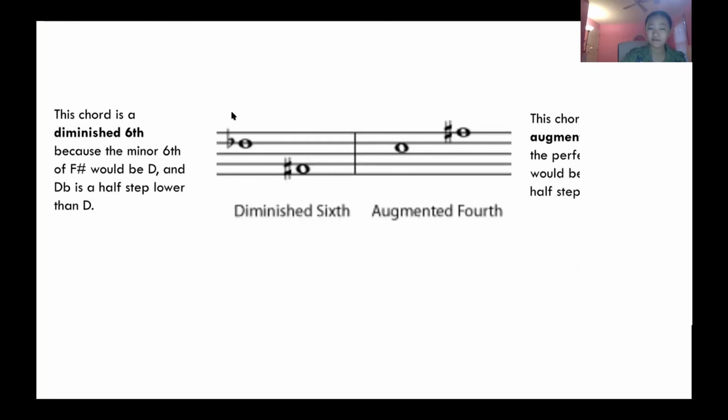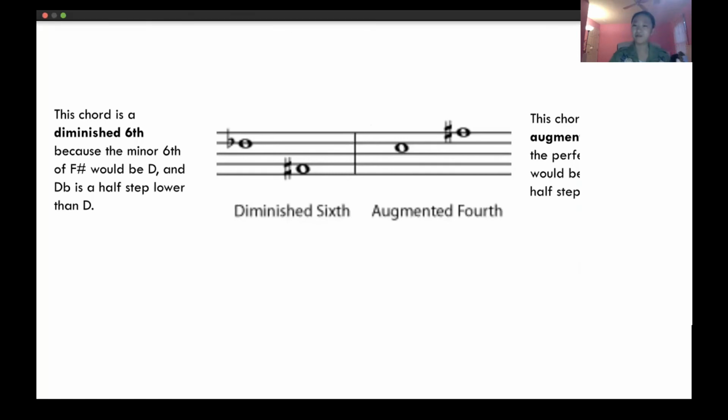So remember the definition: diminished means that it's a half step lower than what would be a minor sixth. So in the key of F sharp, a minor sixth would be D, because in a major key, it would be D sharp, so lower it once and it's a D. And then since this is a D flat, you lower the minor interval again, so it's diminished. So if you're trying to figure out an interval step by step, it would be major, lower it once and it's minor, lower it again and it's diminished. You can try to remember that order if that helps you.